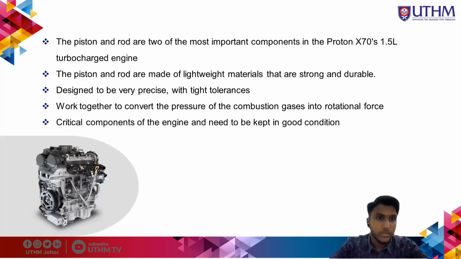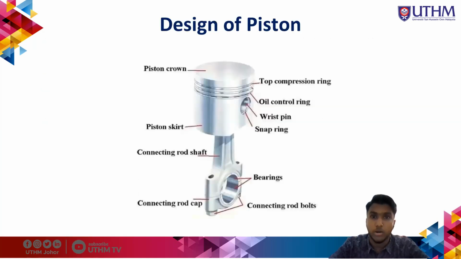Then, the piston and the rod are two of the most important components in the Proton X70 1.5 liter turbocharged engine. The piston and rod are made of lightweight materials that are strong and durable, designed to be very precise with tight tolerances. They work together to convert the pressure of the combustion gases into rotational forces. They are critical components of the engine and need to be kept in good condition. Next, I will explain about the design of the piston.